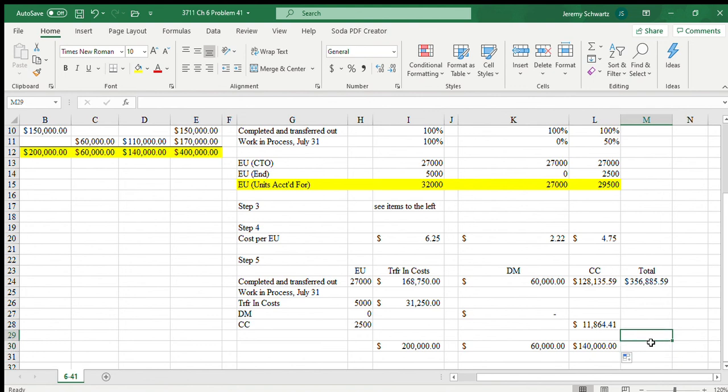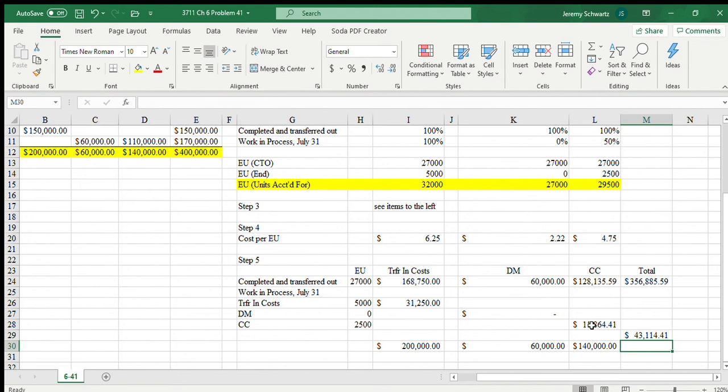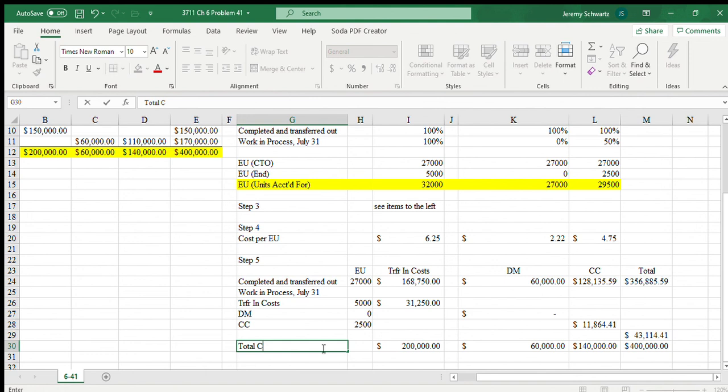So for the work in process number, then we would add up these 3 cells on the diagonal, which would give us 43,114.41, and so we've accounted for it fully, the $400,000. So total costs accounted for.